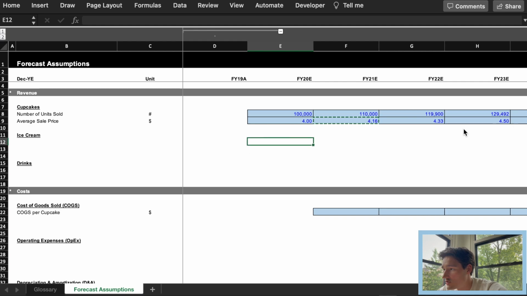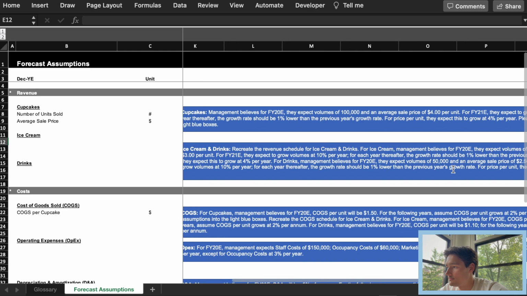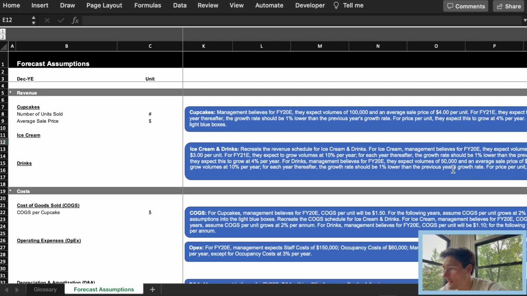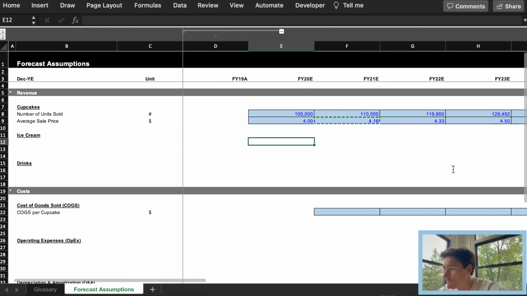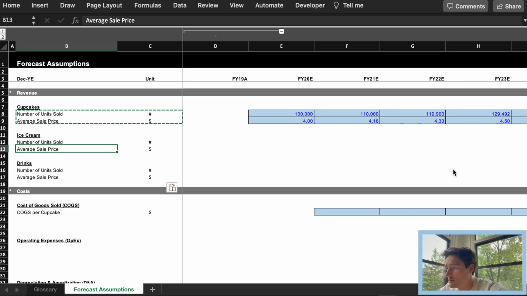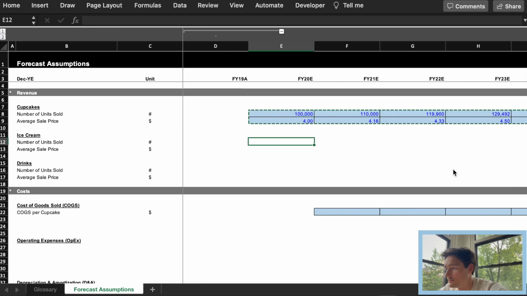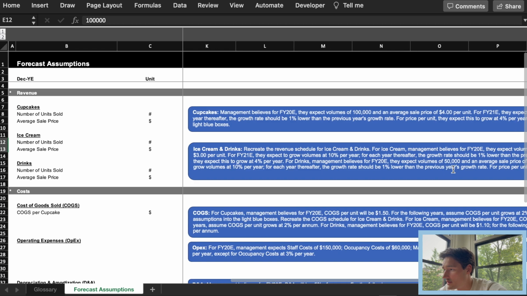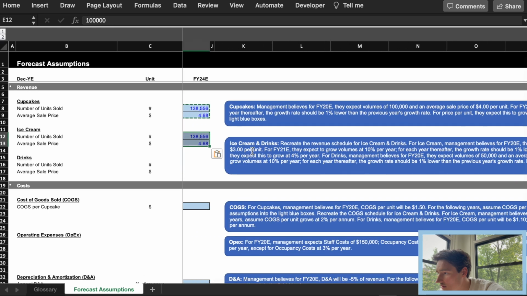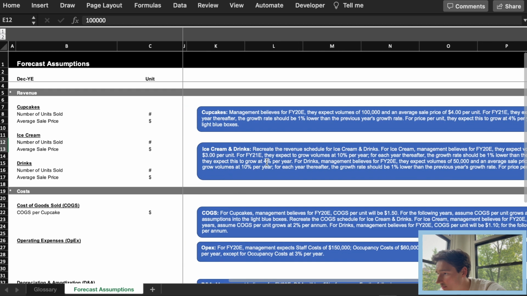Now for ice cream and drinks, we want to follow a similar format, I believe. Let's take a look here. Okay, a lot of information. I'm just gonna copy this down here and here, and we want to maintain a similar layout. Okay. So let's see, we begin with 60,000, $3 a unit. And the growth rates, I believe, are basically the same.